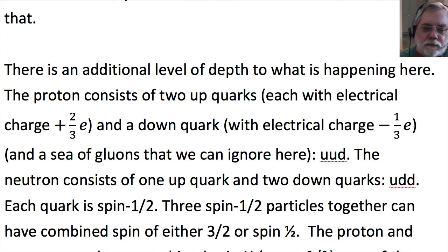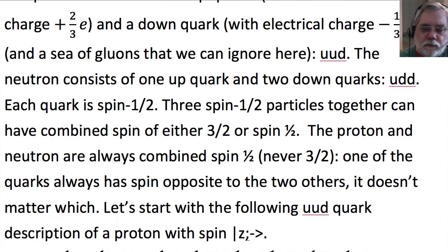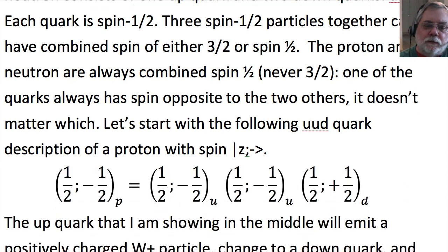Now each quark is spin 1/2. 3 spin 1/2 particles together can have combined spin of either 3/2 or 1/2. But the proton and neutron are always combined spin 1/2. They are never spin 3/2. One of the quarks always has spin opposite to the 2 others. It doesn't matter which. Let's start with a concrete example with the following up, up, down quark description of a proton with spin z minus, so minus 1/2 h bar.